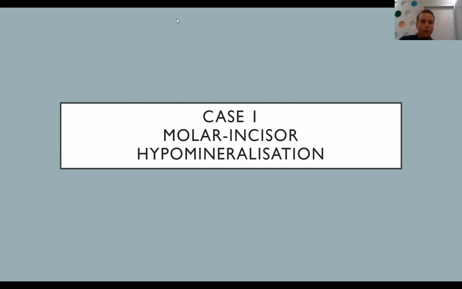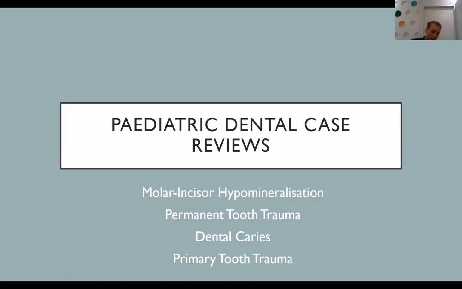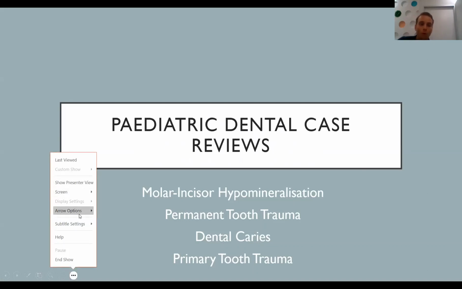What we're going to be looking at doing, I'll go backwards actually, is we're going to go through 4 cases, and it sort of started on slide number 1. We're going to go through 4 cases today, and we're going to try and get out of it some general points, and it's going to relate to how we manage patients in the current environment a little bit, but obviously we're pretty restricted on what we can do at this point in time. But then otherwise, the 4 cases: MIH, molar incisor hypomineralisation, permanent tooth trauma, dental caries, and primary tooth trauma.